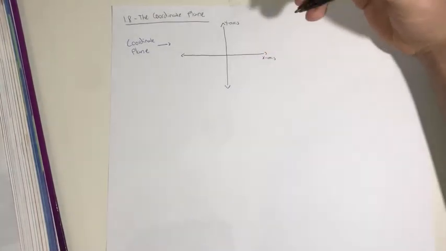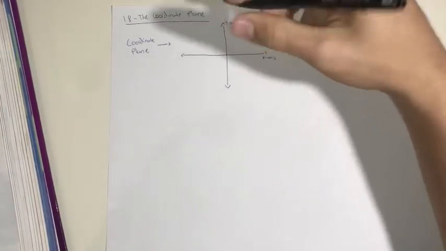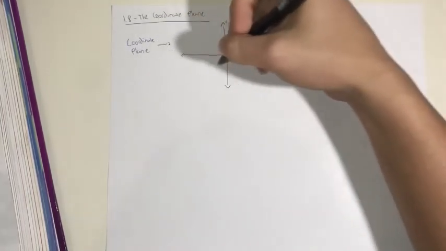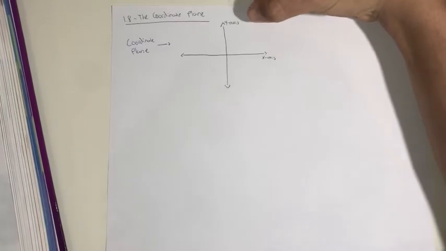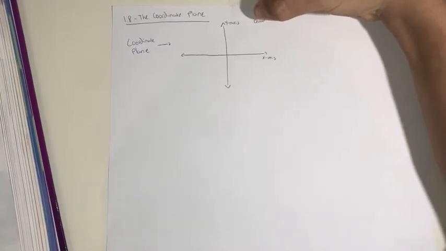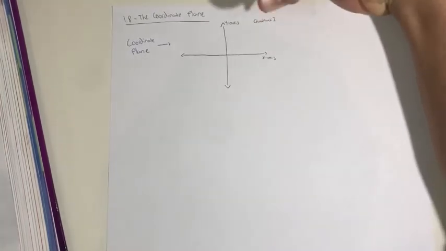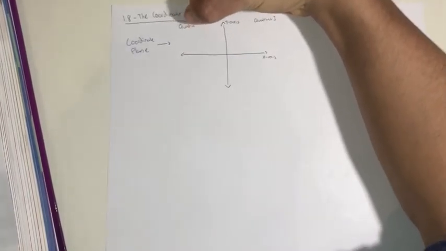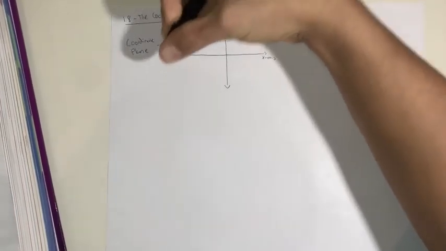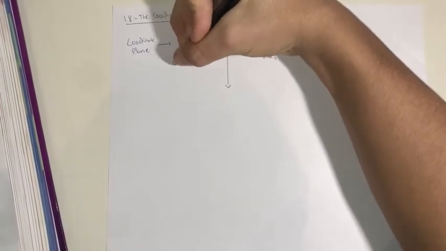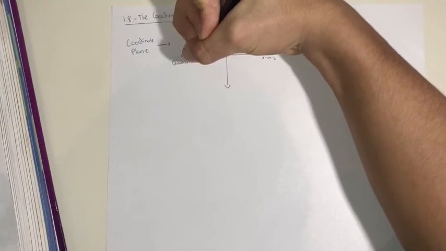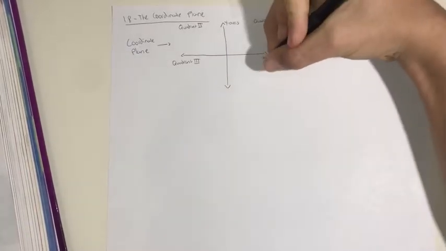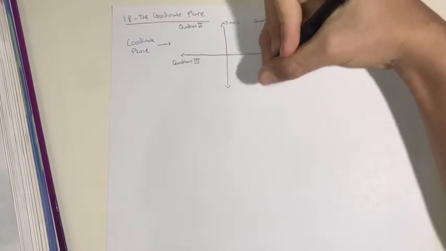So it's divided into 4 quadrants. You see how this is a quadrant, this is a quadrant, this is a quadrant, and this is a quadrant. So let's call them quadrant 1, in Roman numerals, quadrant 2, quadrant 3, and then quadrant 4.